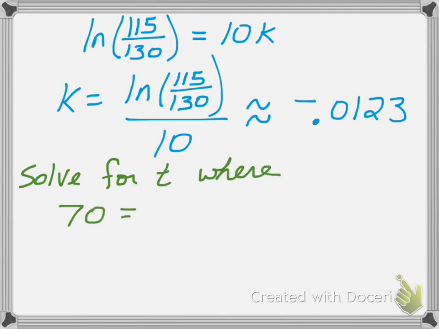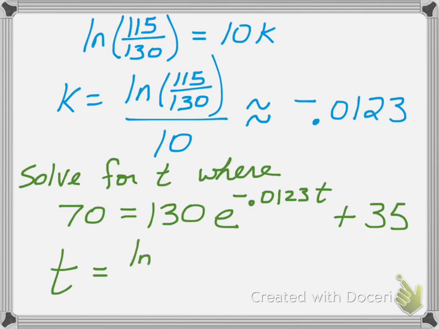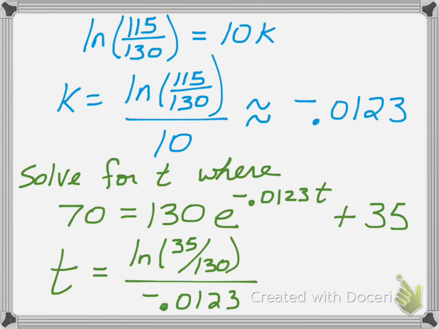So solving for t, where we have 70 equals 130 e to the negative 0.0123 t plus 35, we end up getting t equals the natural log of 35 over 130, all divided by negative 0.0123, which is approximately 106.68 minutes. So an hour and 47 minutes is how long it's going to take for the cheesecake to reach a temperature where we would eat it.